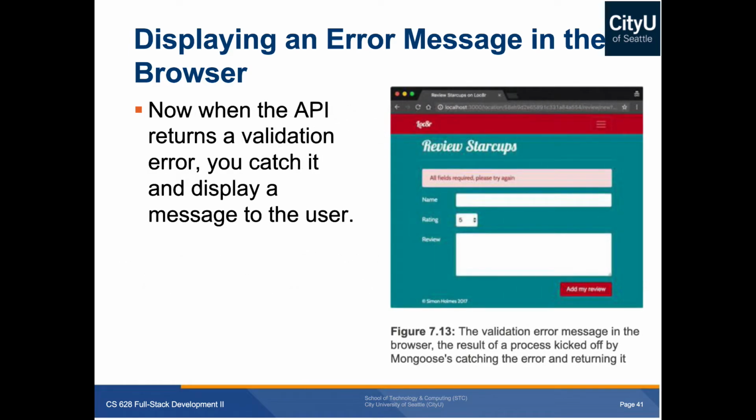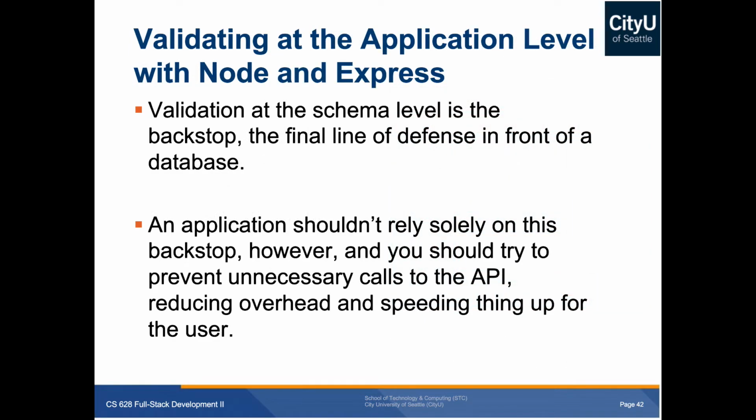Yep, you would see this red marking. Now when an API returns a validation error, you can catch it and display a message to the user. This is better for the user experience instead of just getting a 400 page or 404 page, right? It gives them an error so they know what to fix. Validation at the schema level is the backstop, the final line of defense, right?